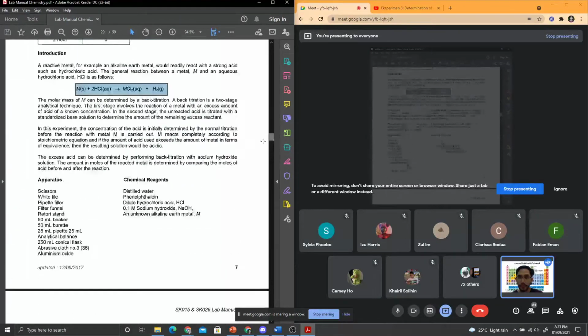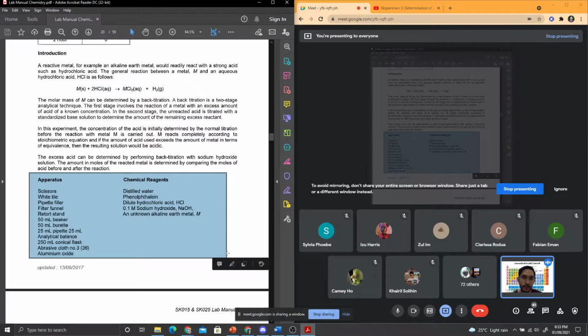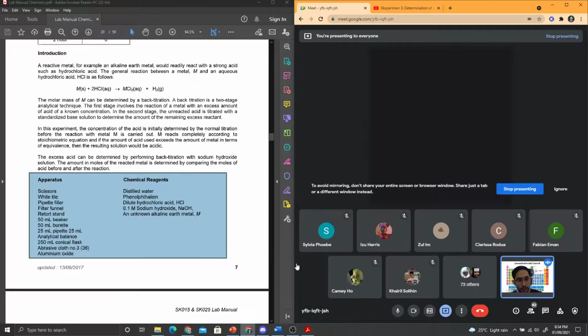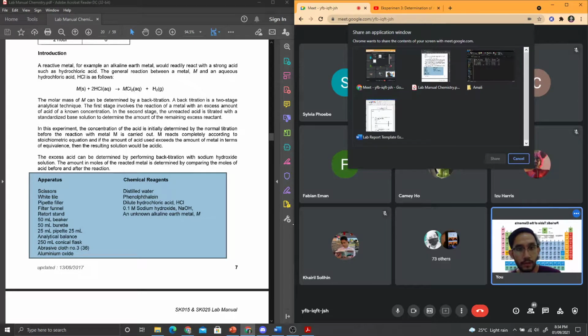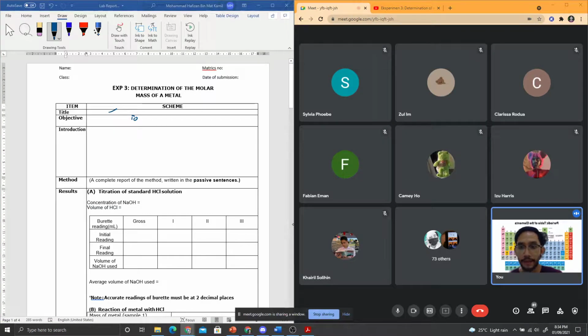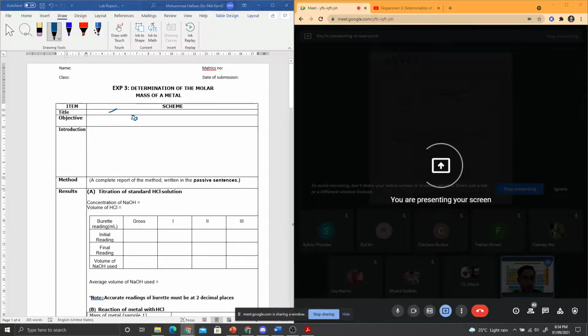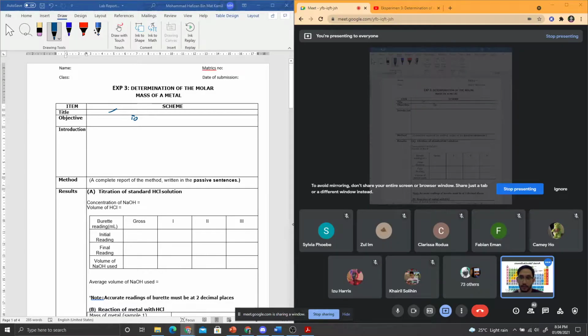Untuk apparatus and chemical reagent, this is not necessary langsung. Sebab lab report, you are reporting your result. You are not telling anyone apa yang you guna, apa yang diorang perlu untuk eksperimen tu. Okay, so I'll go back to the lab report. Okay, so I dah terangkan to and then introduction, which is saying bullet point.